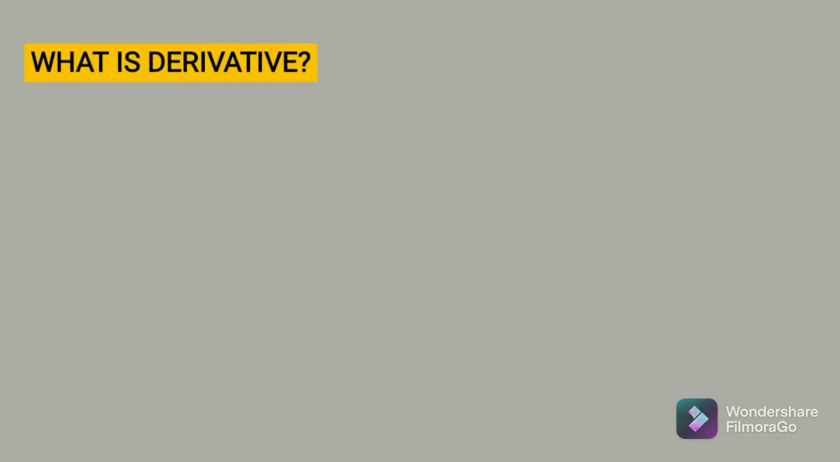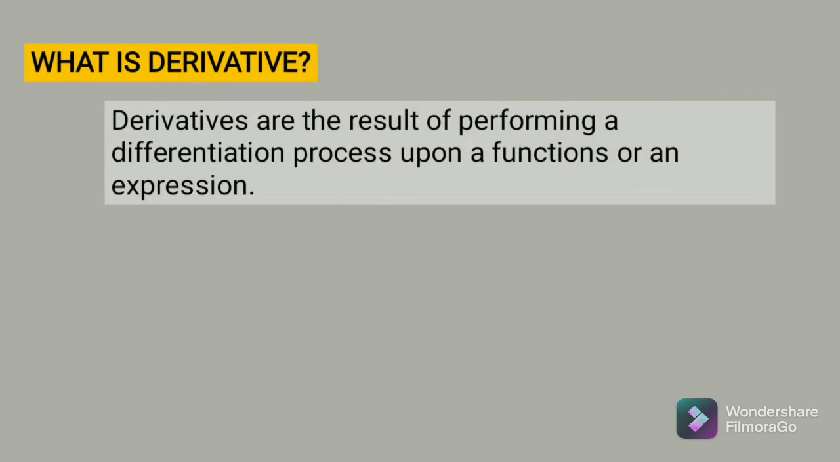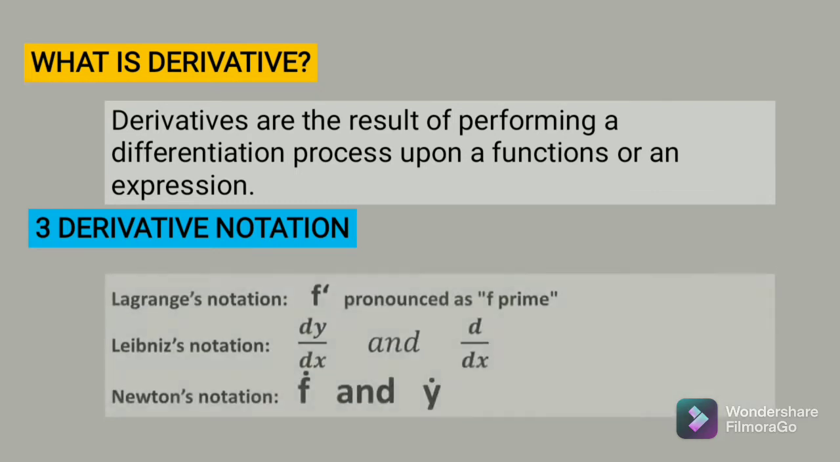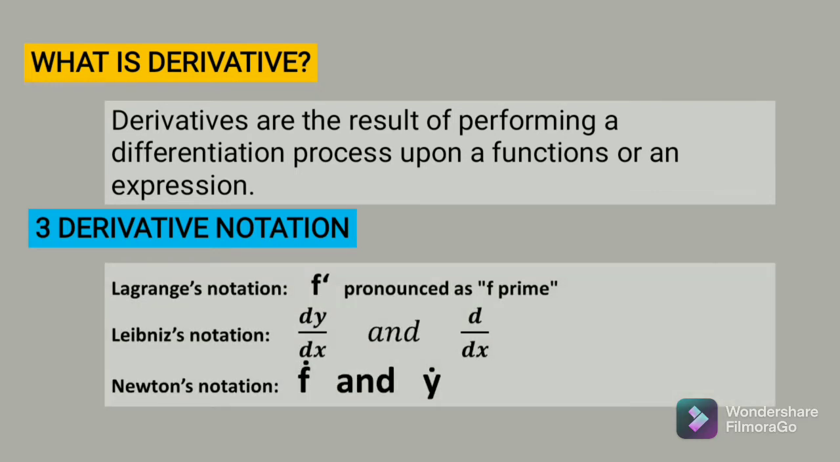So what are derivatives? Derivatives are the result of performing a differentiation process upon a function or an expression. There are three notations that we can use to express derivatives mathematically. Lagrange's notation, f prime, pronounced as f prime. Leibniz's notation, dy over dx and d over dx. And Newton's notation, f dot and y dot.